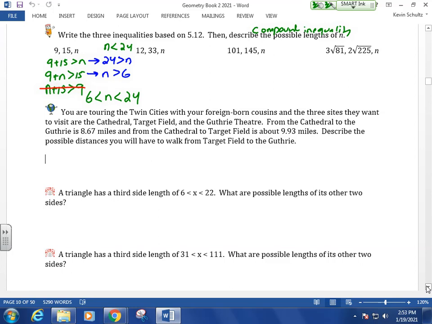Let's do another one. Let's do the third one here. Actually, no, you probably want the last one. Yes, of course you want the last one. I should know this by now. The last one, we're going to go. So 3 root 81, 2 root 225.